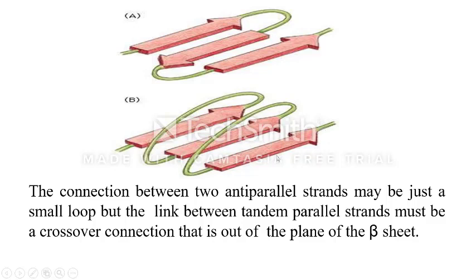So the connection between the two anti-parallel strands may be just a small loop. So there is a very small loop. You see here, the loop is very small. This is a small loop. This is also a small loop. But the link between tandem parallel strands must be a crossover. So you see there is a crossover interaction, means from here it is making a cross like this and another cross, right? That is out of the plane of the beta sheet. It is not in the plane. This is the plane and this is out of plane.